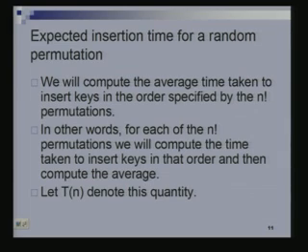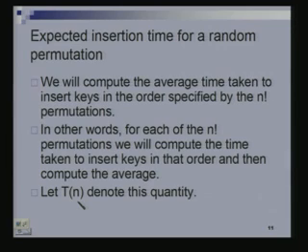So, you will get this total time, this huge quantity, and will then divide it by n factorial to compute the average, and that will be the expected time it takes. So, to summarize, for each of the n factorial permutations, we will compute the time taken to insert the keys in the order specified by that permutation, and then we will compute the average. The average is computed over the n factorial permutations. We will denote this quantity by T of n. Whatever this value is, that will be T of n.